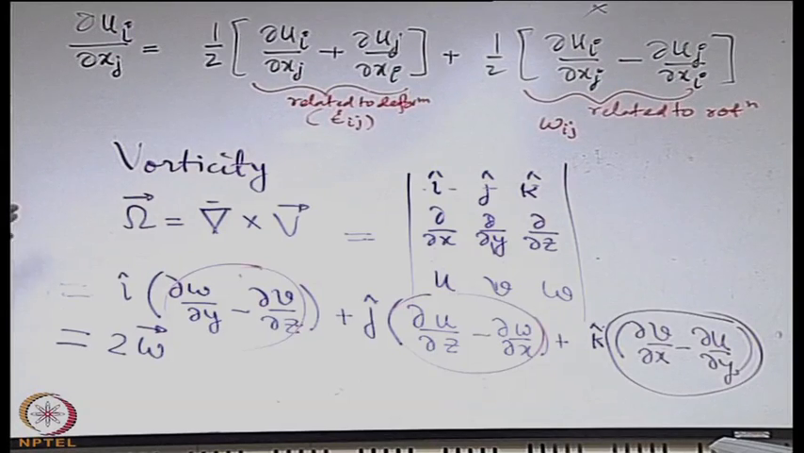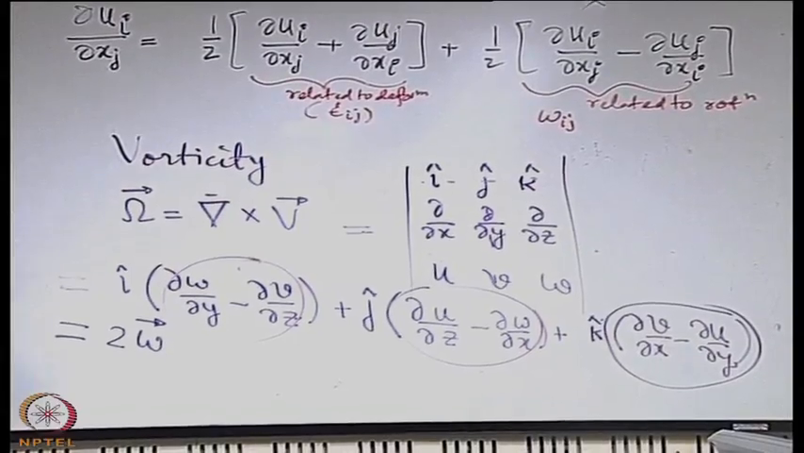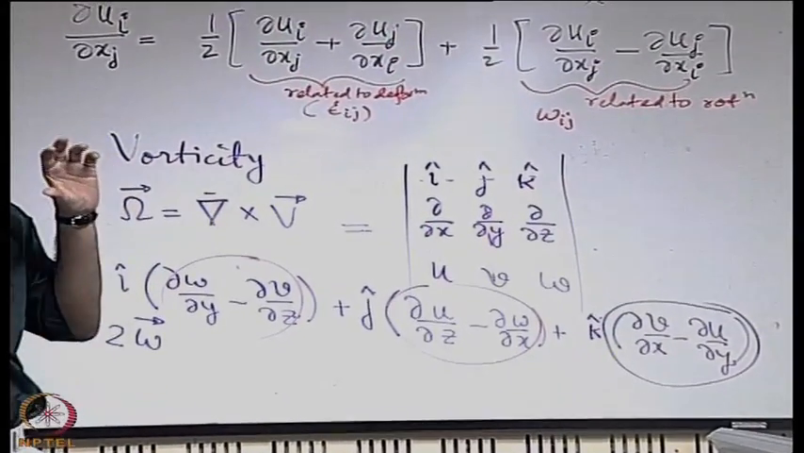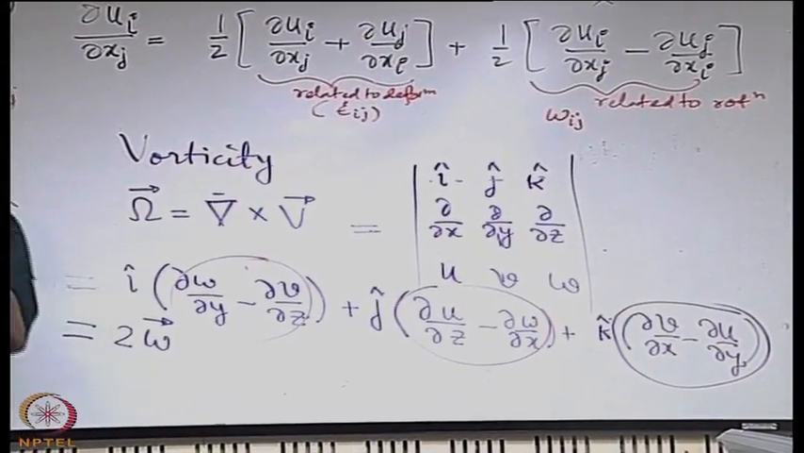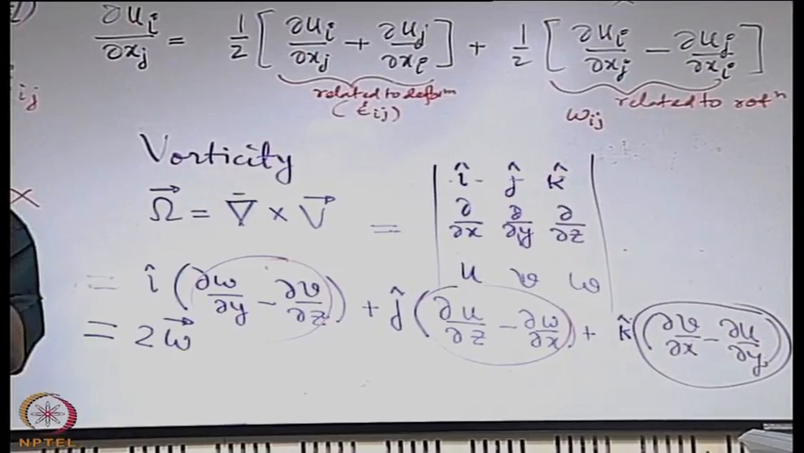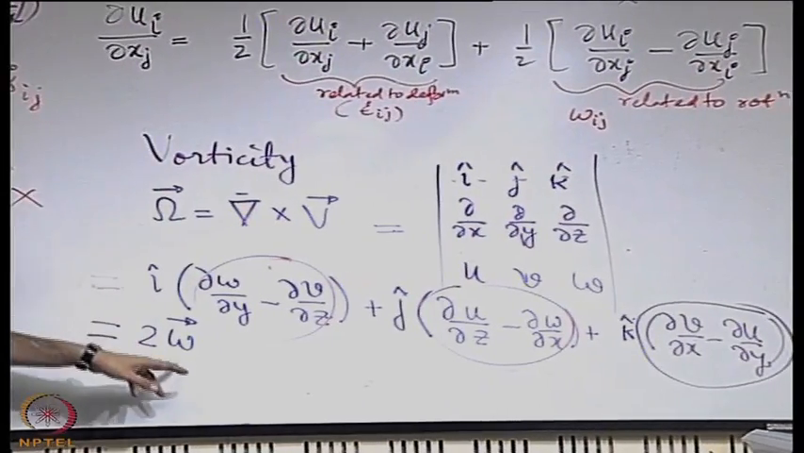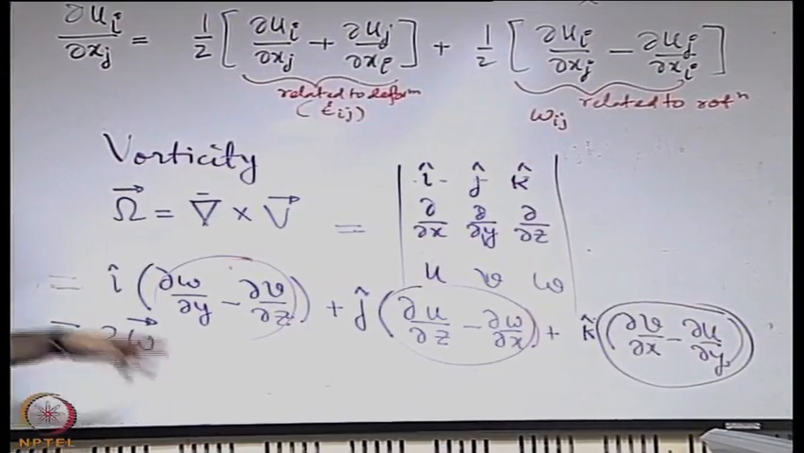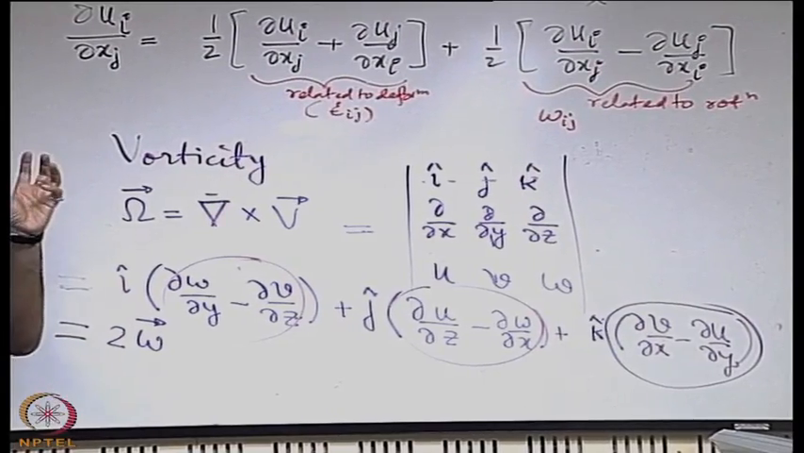So vorticity is a mathematical definition, but what it gives physically is a sense of rotationality in a flow. If the rotationality in the flow is very strong, we say a vortex is created in the flow, and the strength of that is given by the vorticity vector. So that is the physical meaning of a vorticity vector.